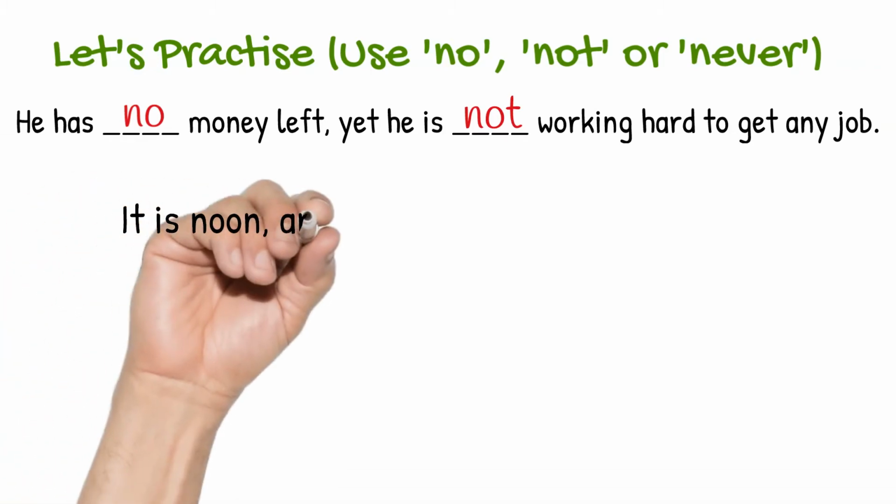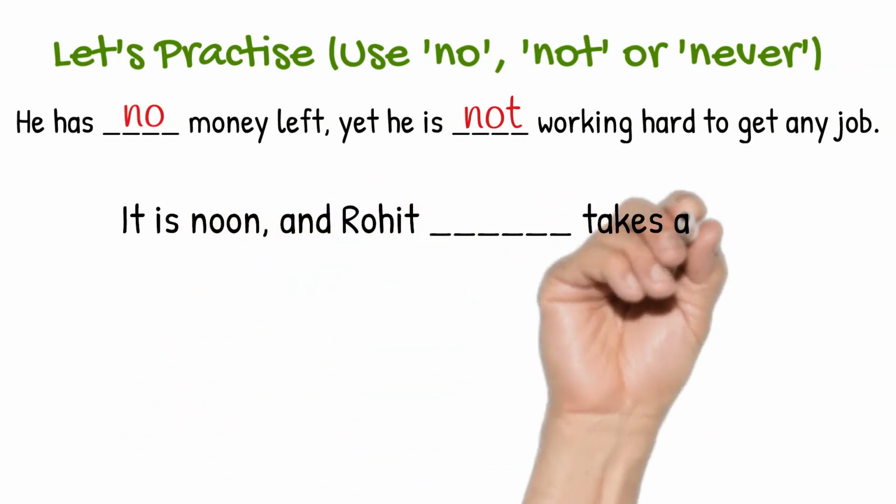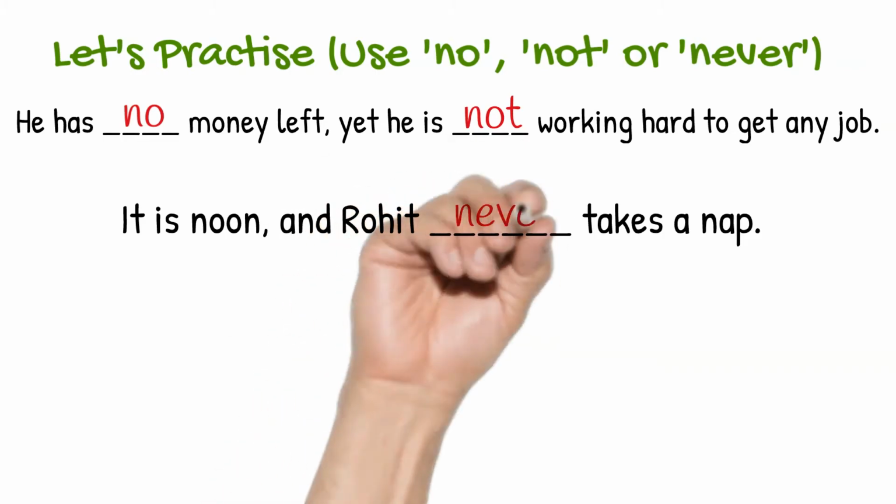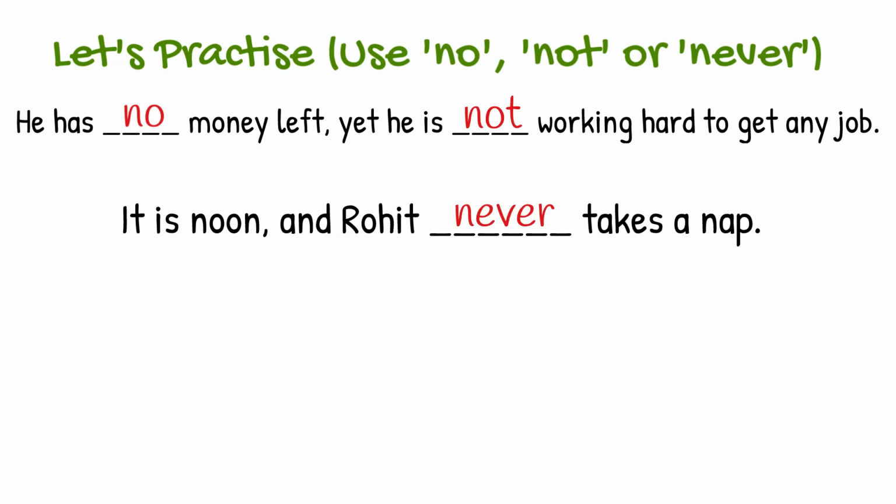Next. It is noon, and Rohit dash takes a nap. Please, try to answer yourself. So the answer will be: it is noon, and Rohit never takes a nap. Takes is a verb, and here we have to provide the number of times he takes a nap. So we need to put the adverb of frequency never.